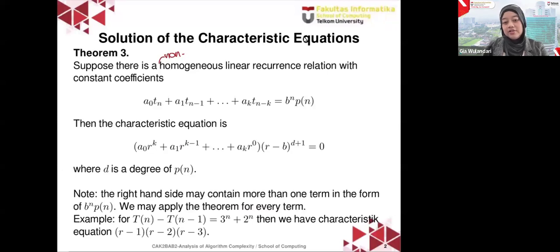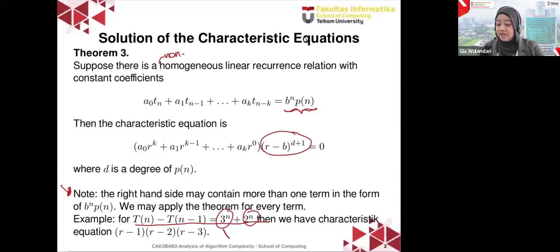Last week we talked about this theorem, where in general, when we have this form on the right hand side, then it will contribute a new factor for r, right? But what I forgot to tell you is that the right hand side may contain more than one term in the form of b to the n times Pn. And in this case, we may apply the theorem for every term. So for example, if we have this non-homogeneous linear recurrence relation, then we can consider we have two terms of b to the n Pn.